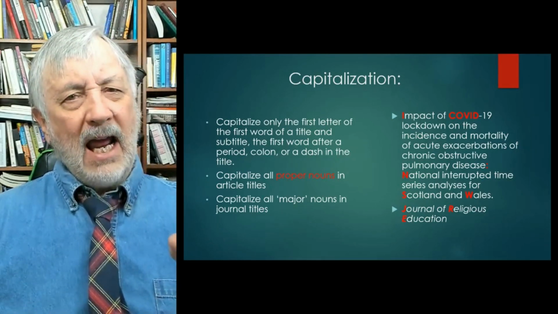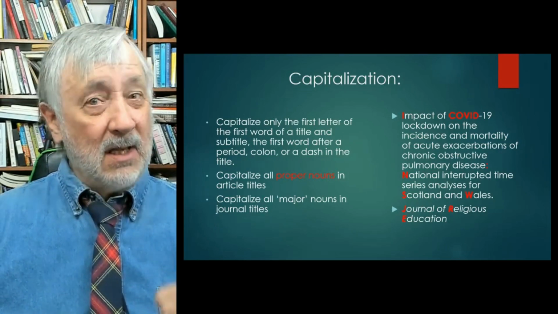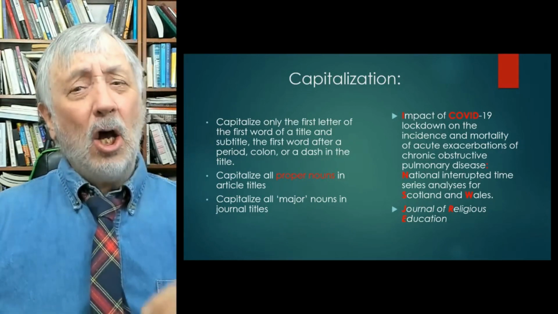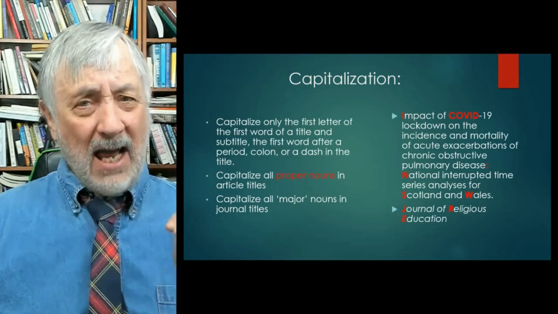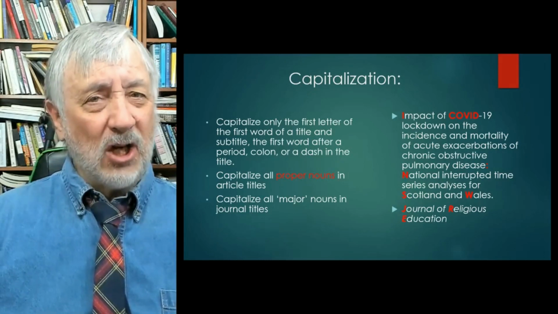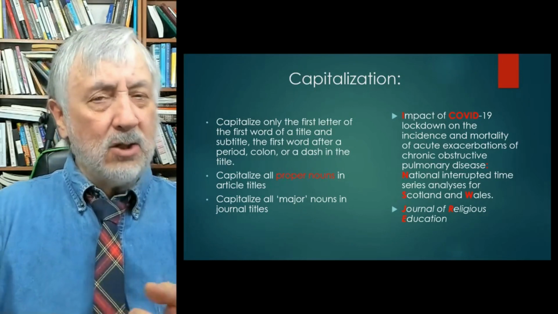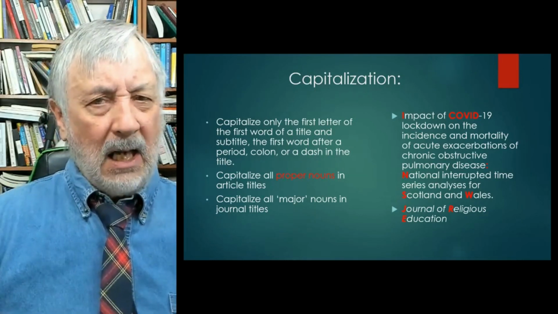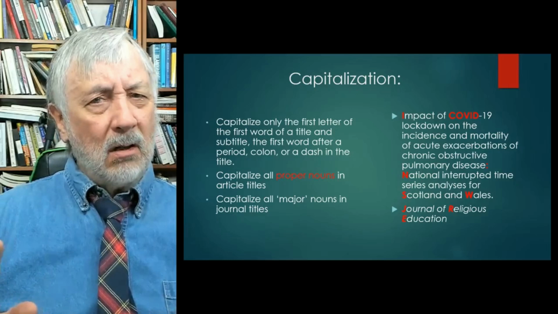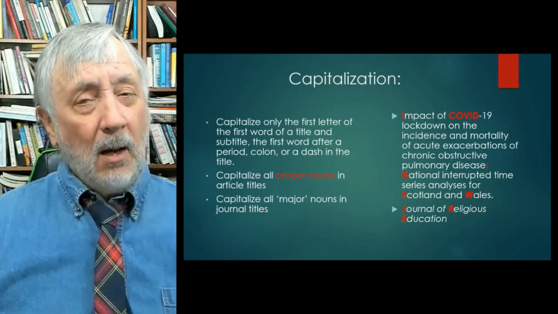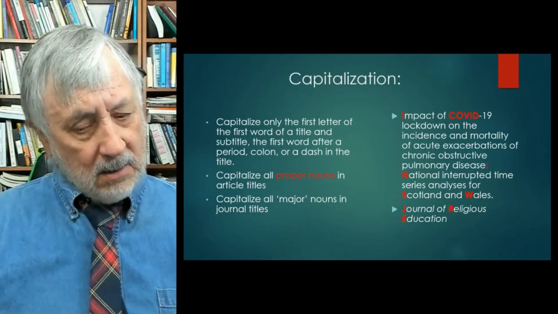For a journal title, that is the name of the magazine or the journal, major words in that are capitalized. Journal of Religious Education, for instance. You see here, Journal, Religious, and Education. Those are major words, those are nouns. Those are capitalized. The rules are, I hesitate to say inconsistent, but they're variable. So you have to spend a little time paying attention to that.